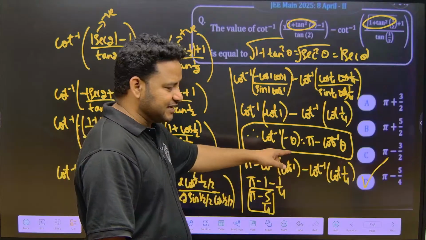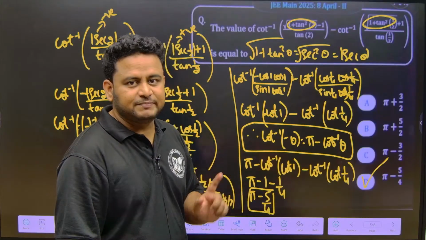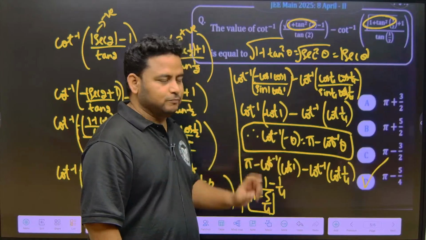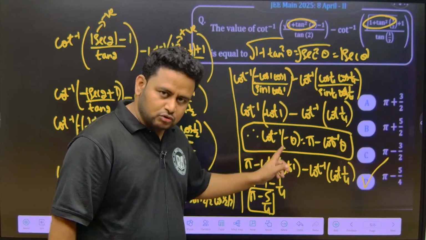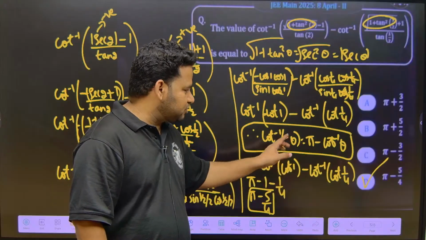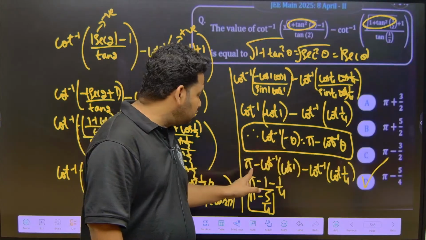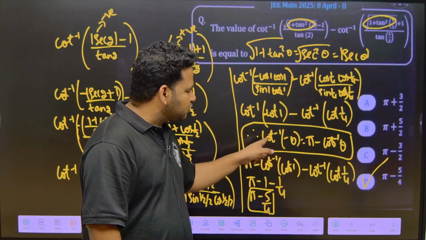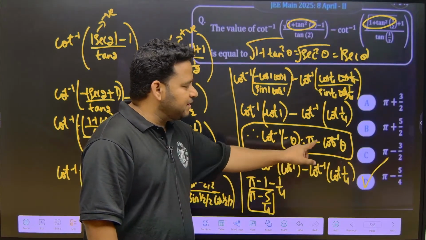I am stressing again and again so that you don't make the mistake here. Why am I stressing? Because here you will make the mistake. So please don't make the mistake. Please keep this in mind. Cot inverse of minus theta is what? Pi minus cot inverse of theta.